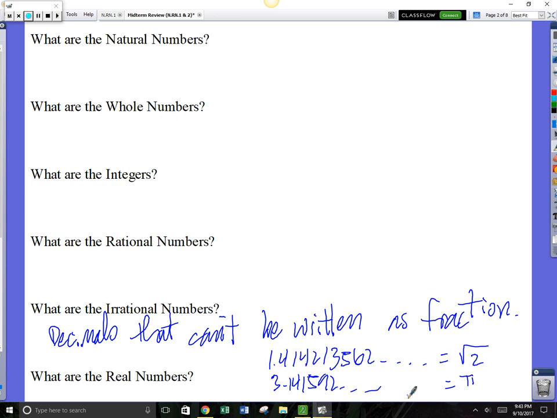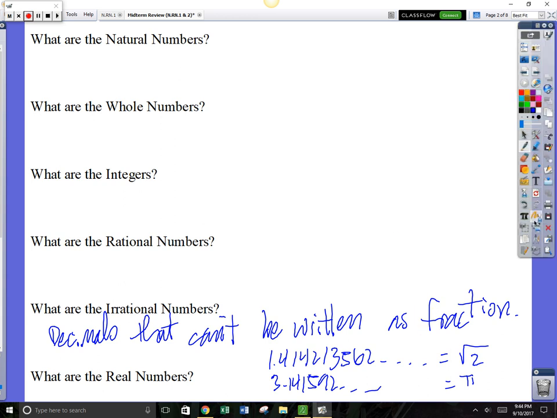3.141592. So if it is a decimal that cannot be turned into a fraction, it's irrational. And your calculator only shows the first 10 or 12 digits, but there are an infinite number of digits after that just cannot fit onto your calculator screen.